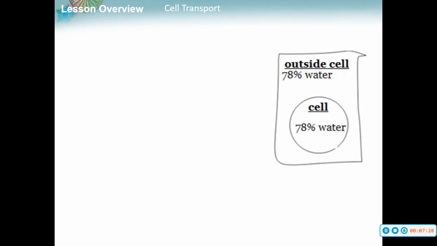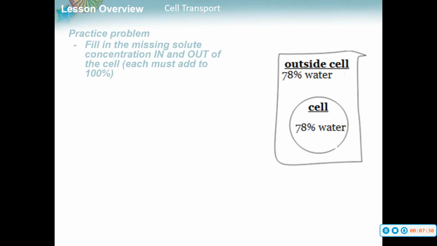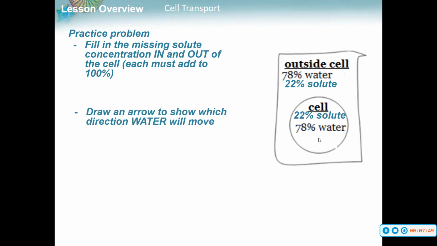So let's take a look at our last problem here. Make sure you go ahead and write down the missing solute concentration and draw an arrow to show which way the water will move. And in this case, there is 78% water inside and outside of the cell. So that means their solutes are going to be even. They're going to be 22% solutes. So which way will the arrows move to show the water? Okay, since there's equal amounts of water, they're going to move in and out at the same time.